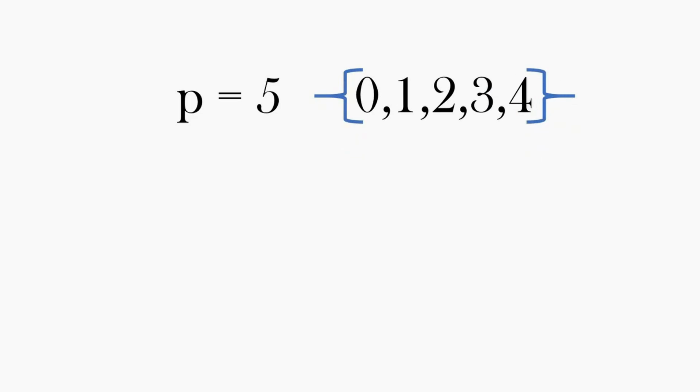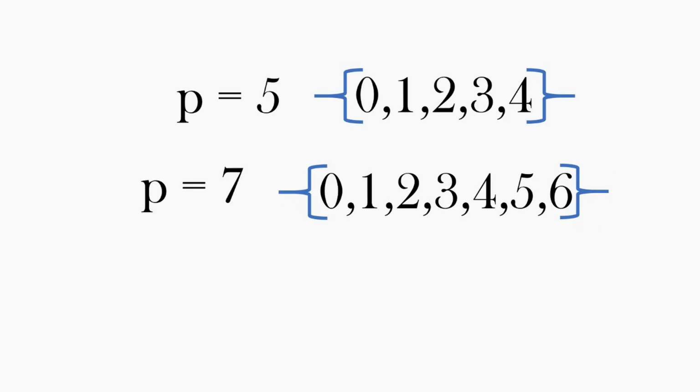In reality, it works as follows. For example, we have our field denoted by the letter P and it is equal to 5. Then, all the operations we are dealing with are made with the numbers 0, 1, 2, 3, and 4. If our P is equal to 7, then we will work with 0, 1, 2, 3, 4, 5, and 6. It's simple.